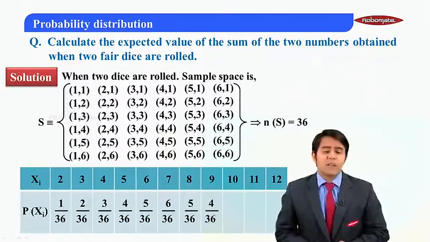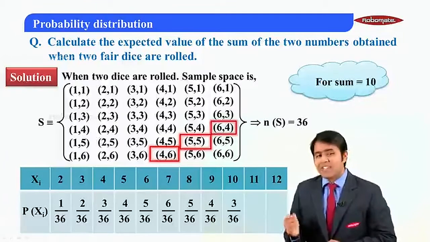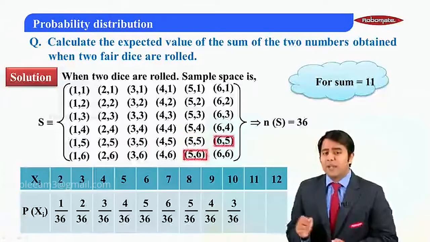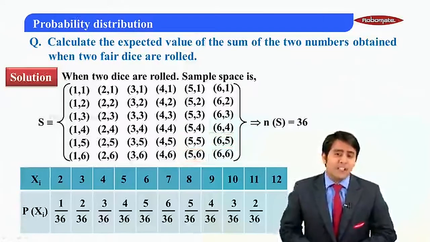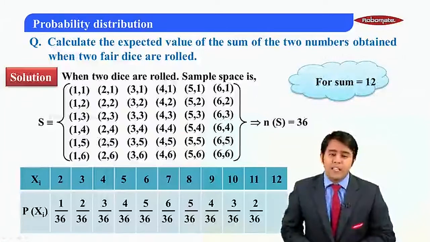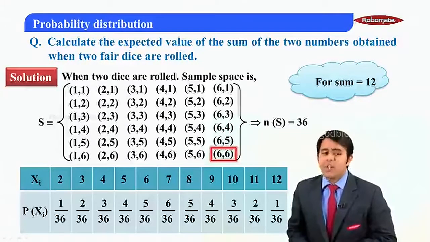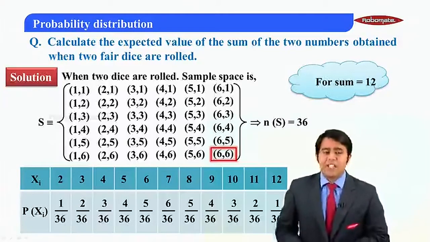And so on, for sum equal to 10, these are the following cases. The probability is 3 by 36. And for sum equal to 11, the probability is 2 upon 36. And the last value, that is for sum equal to 12, this is the only case. Therefore I can say that the probability is 1 upon 36. So this table here is the required probability distribution.